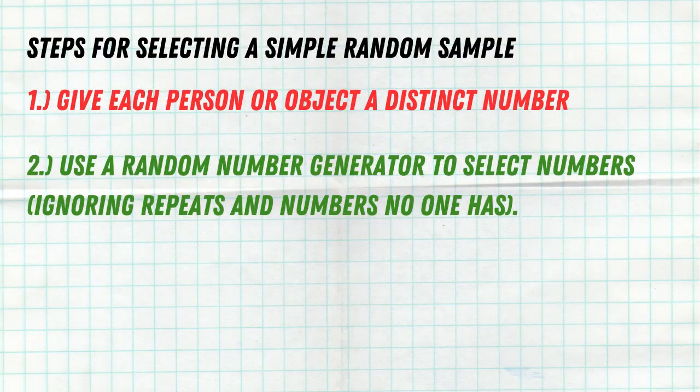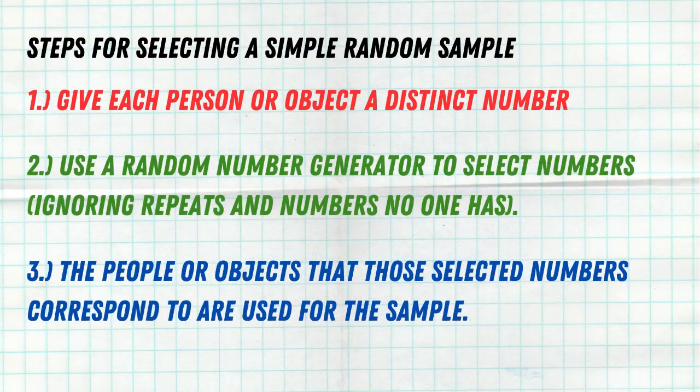Now, you need to do 2 important things though. You need to ignore repeats. If the same number gets picked twice, well, we don't want the same number picked twice because we want 40 different kids, so we just ignore it. Or if a number that nobody has gets picked, we would ignore it as well. So if we only have 5,000 kids in the school, well, what if number 6948 gets picked? Well, nobody has that number, so we just ignore it. And then the third and final step is once we have our 40 different numbers selected, those 40 corresponding students will be selected to be a part of our sample. And that is as simple as it is.